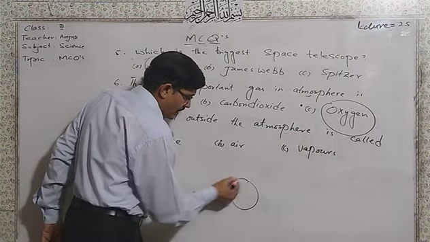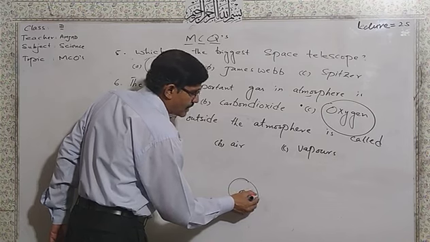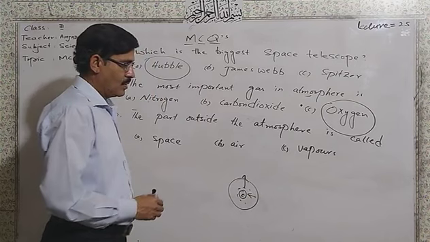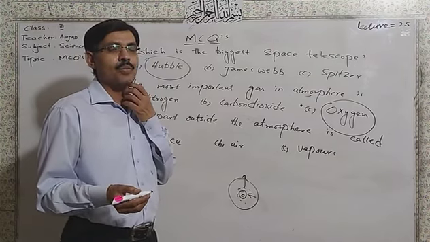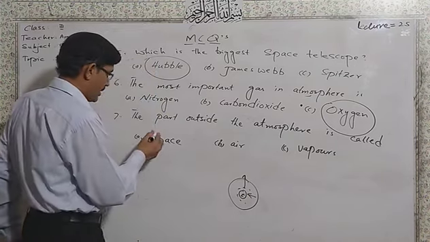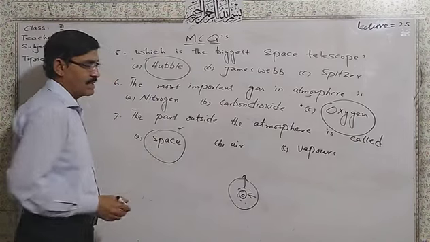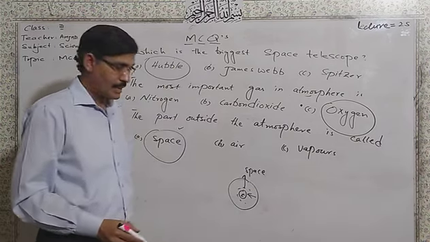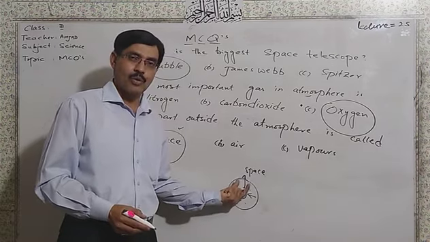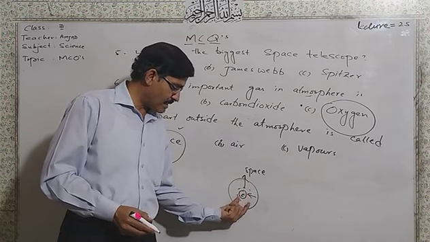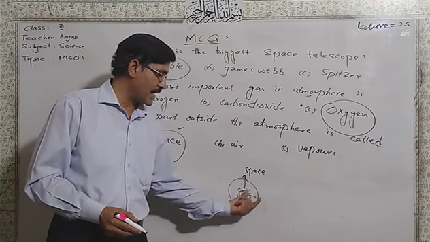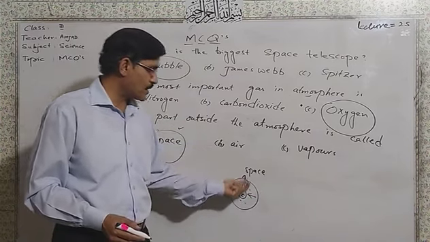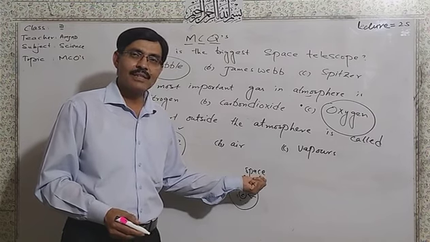Look here. First we understand this one. It is our Earth. This is atmosphere. Definitely you studied that one. What is that one? Space. Here we have got space. This is Earth. Around it we have an ozone layer, and within that ozone layer, around the Earth, we have got atmosphere. The part outside the atmosphere is called space.